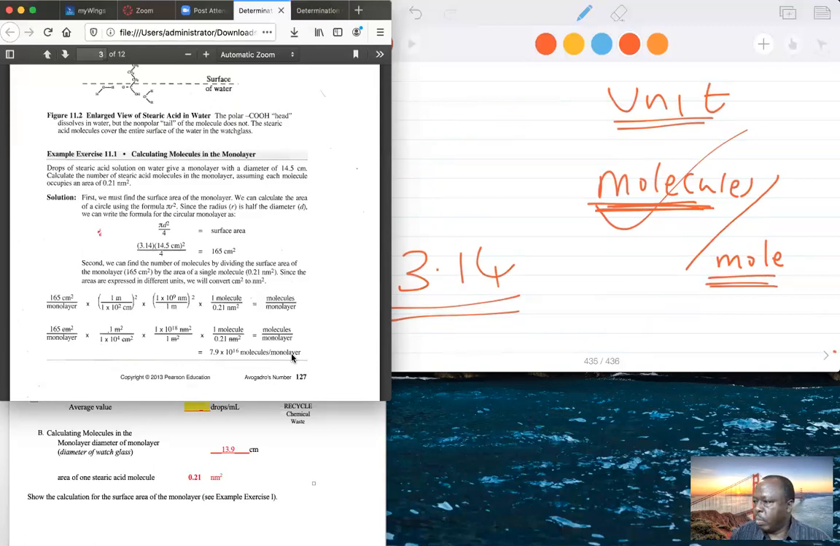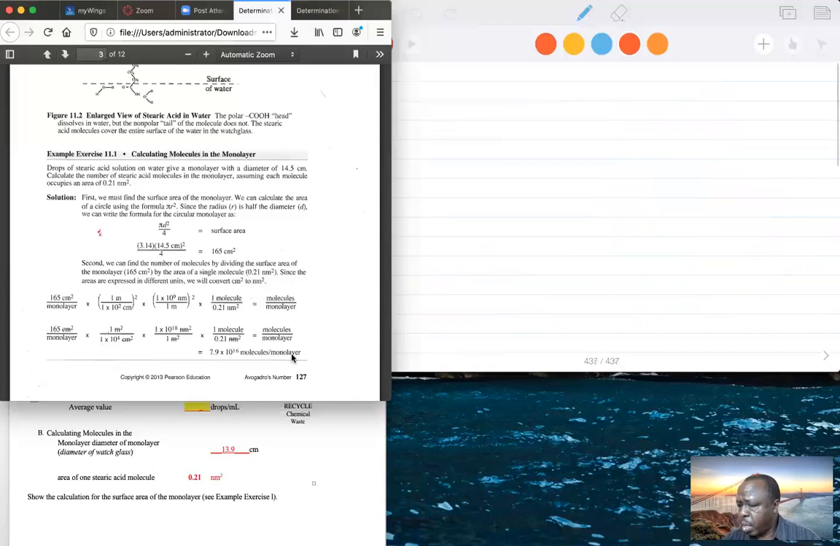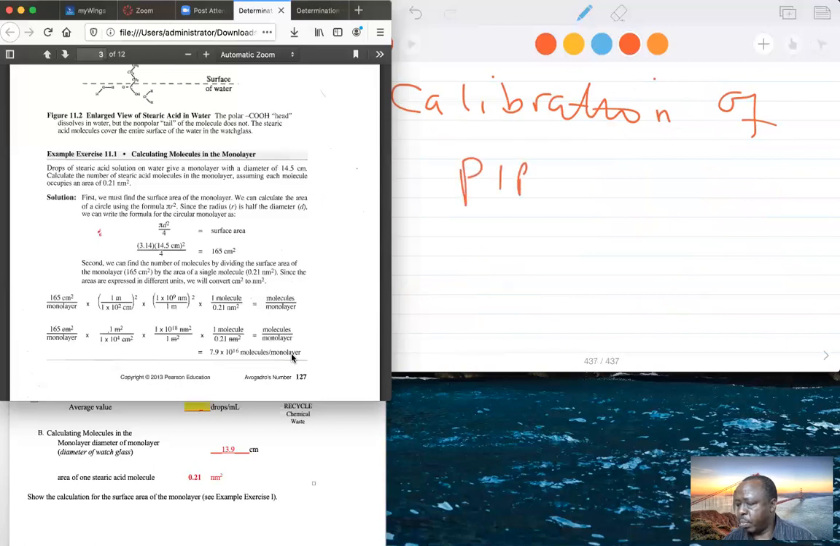And initially, first here, there is what we call calibration of the pipette. This is a pipette. You may have seen this in your lab kit. Calibration is determining how many drops make up 1 ml.